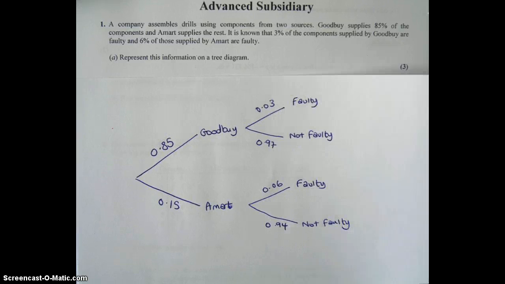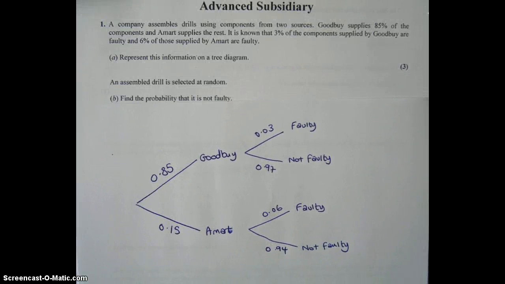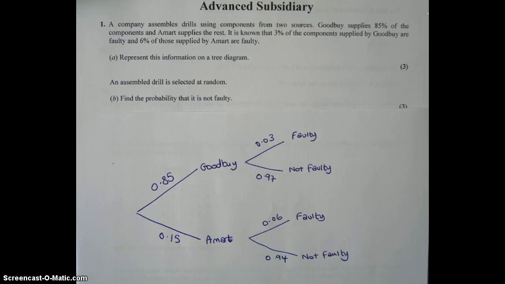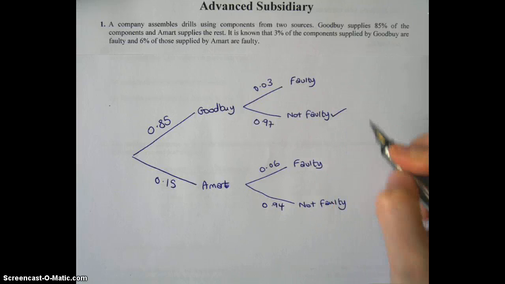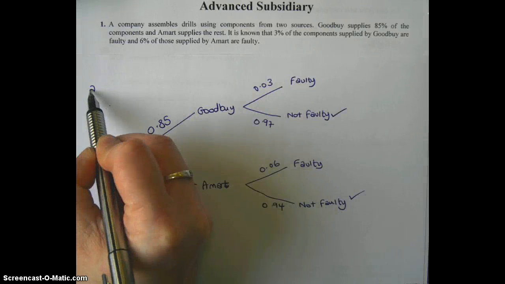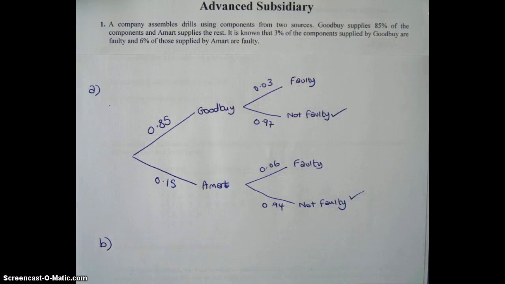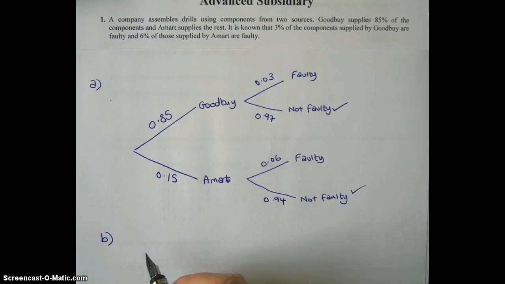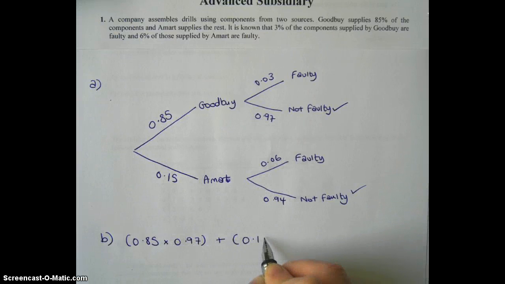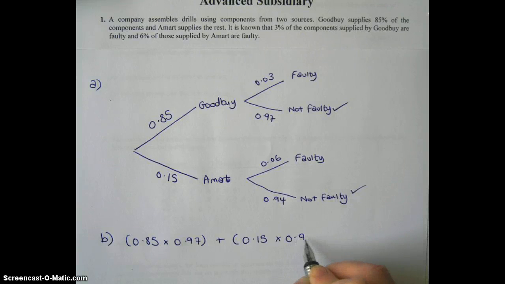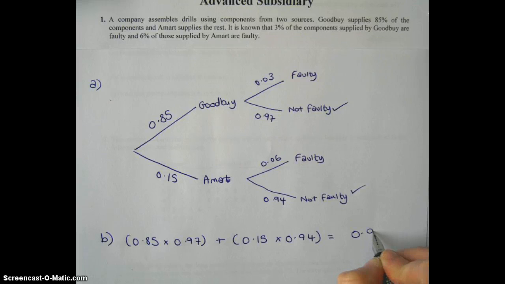Part B then goes on to say, an assembled drill is selected at random, find the probability that it is not faulty. So not faulty is either this stem or this stem. So for part B, we can either have the probability that it's from Goodbye and it's not faulty, or we can have the probability from Amart and it's not faulty. And that should give you an answer of 0.9655 for part B.